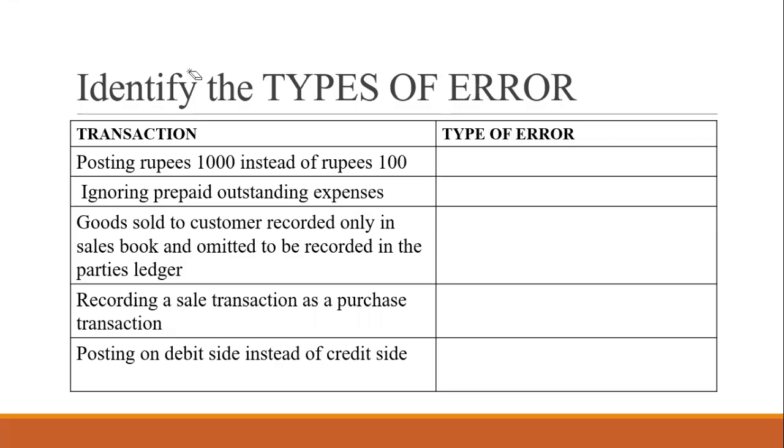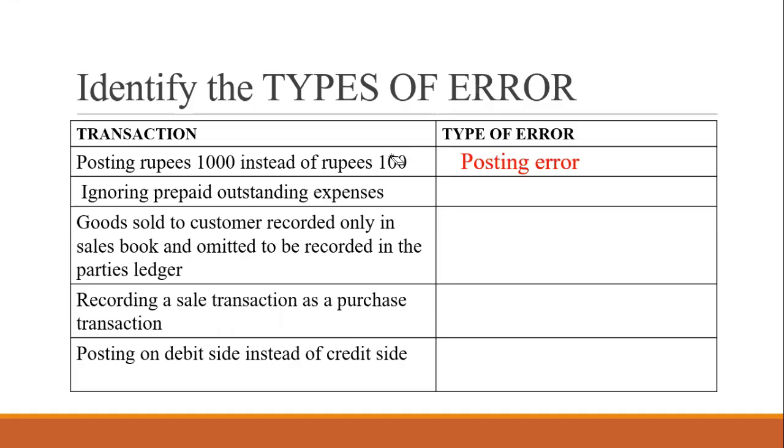The first question: posting rupees 1000 instead of rupees 100. Okay, we have posting, recording, others, posting, again posting. Okay, let us check the answer. The actual answer was supposed to be that it is a posting error.